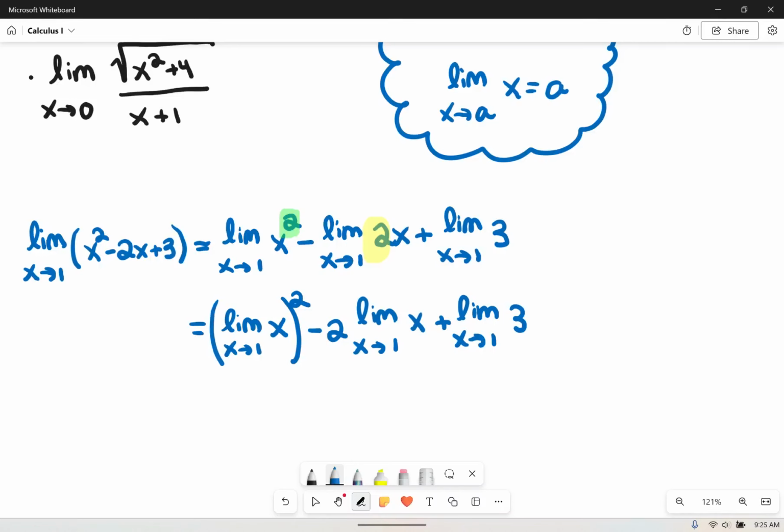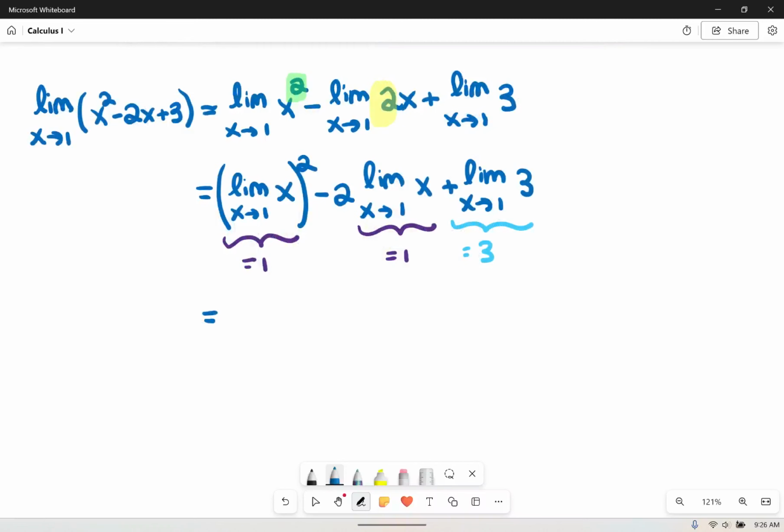The limit as x approaches 1 of x is just 1, and the limit of any constant is just that constant. So we can replace each limit as x approaches 1 of x with 1, and the limit as x approaches 1 of 3 with 3, to get that the limit as x approaches 1 of x squared minus 2x plus 3 is equal to 1 squared minus 2 times 1 plus 3, which equals 1 minus 2 plus 3, which equals 2.